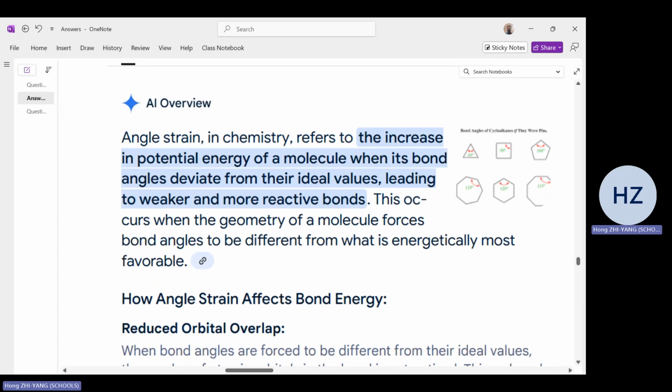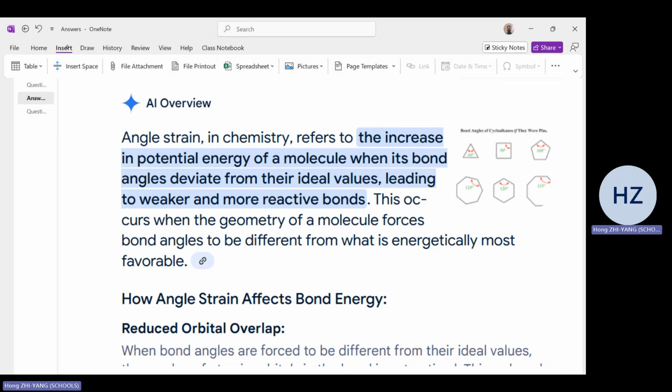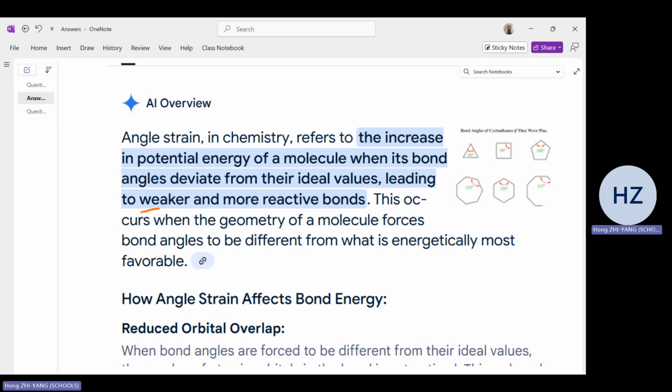So here's the thing. What does angle strain create? It creates weaker and more reactive bonds. I think you all should at least get this idea. It will cause the bonds to become weaker and actually more reactive because they are weakened, so they want to form stronger, more stable bonds next time. They'll find an opportunity to break and form better bonds. By the way, this is from Google. I trust Google.